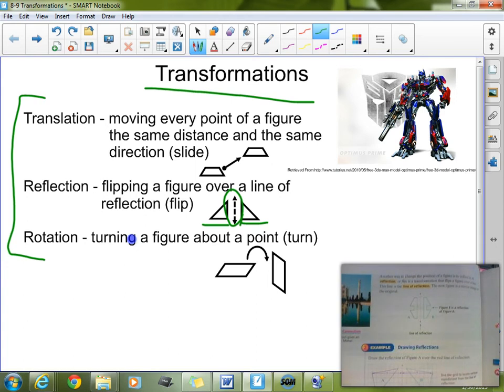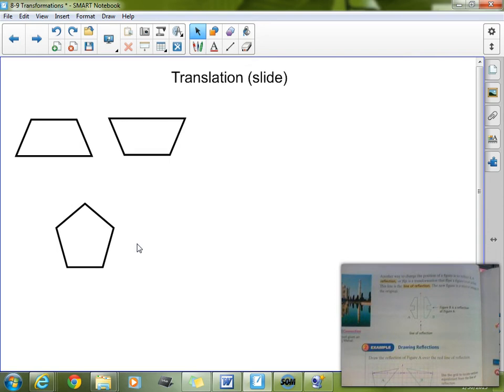The last one we're going to talk about is what we call a rotation. Now, rotation is simply turning a figure about a point. And so you see this figure right here. I simply turn the figure so it looks like this. Now, turn is the other term that we can use to show what we're talking about with a rotation. So three terms we're going to talk about: translation or slide, reflection or flip, and then rotation or turn. All right, let's go and do a little practice then.